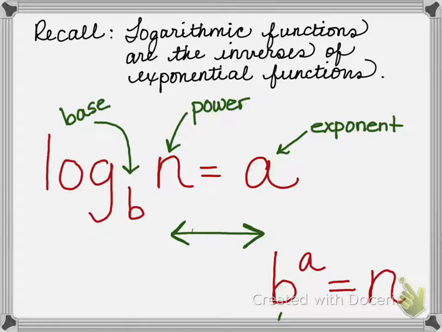So log base b of n equals a is read as log base b of n equals a. Now, what I want you to notice is that the subscript of log will always be the base value. And notice that base value is b over here in our exponential. So our exponential b, whatever that number is being raised to a power, that will become your subscript in log.